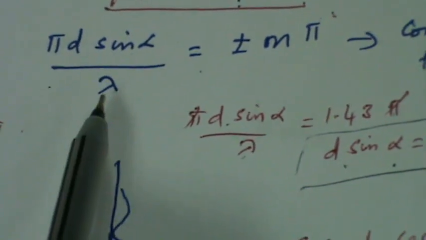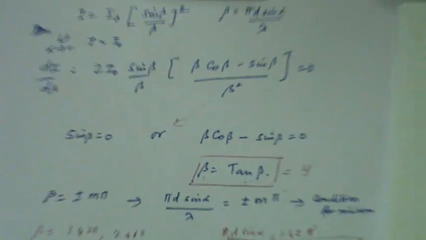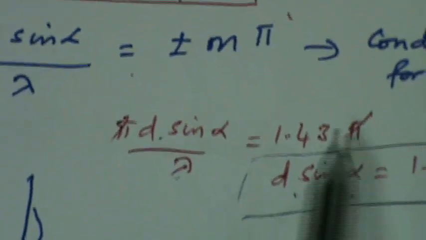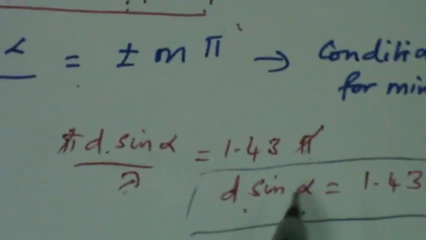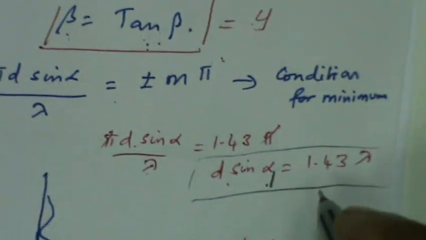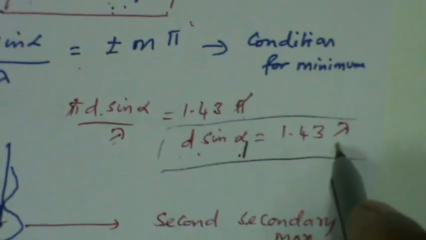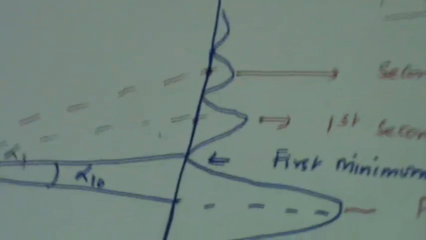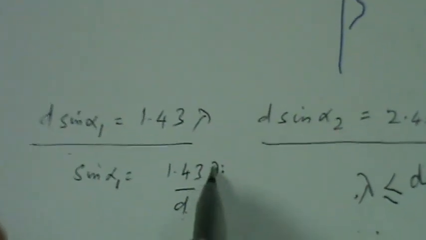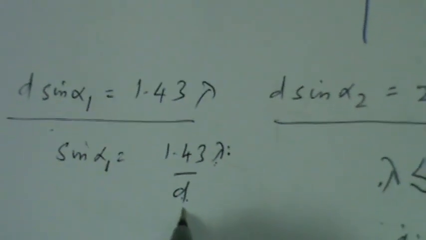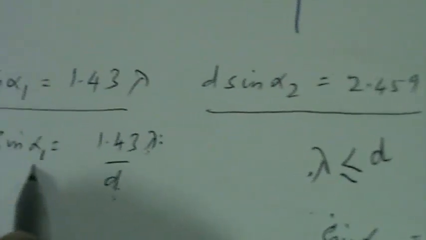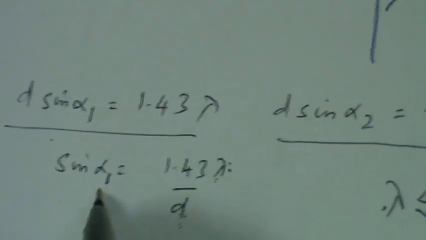We know that beta equal to pi d sin alpha by lambda. So pi d sin alpha by lambda equal to 1.43 pi. So we get a relation d sin alpha. I will write alpha 1 because we are talking about first secondary maximum. So d sin alpha 1 equal to 1.43 lambda, and sin alpha 1 equal to 1.43 lambda by d, where d is the slit width, lambda is the wavelength, alpha 1 is the angle at which first secondary maximum occurs with respect to the center of the slit.